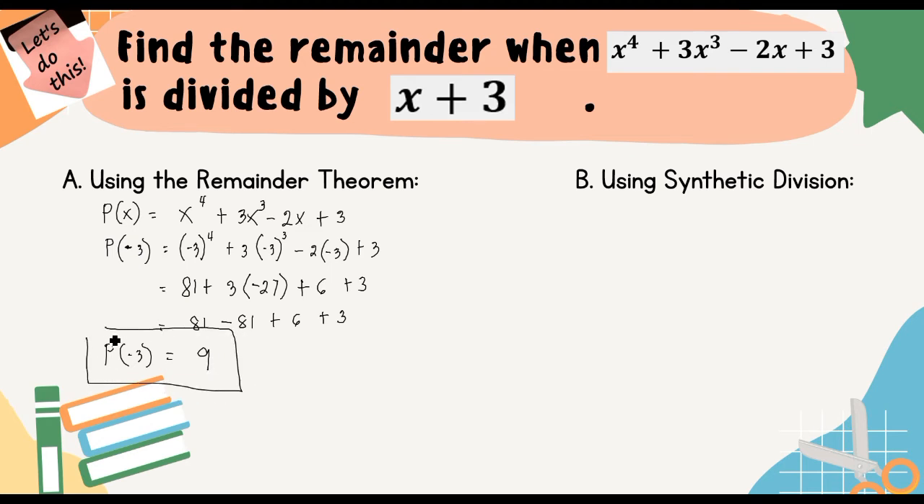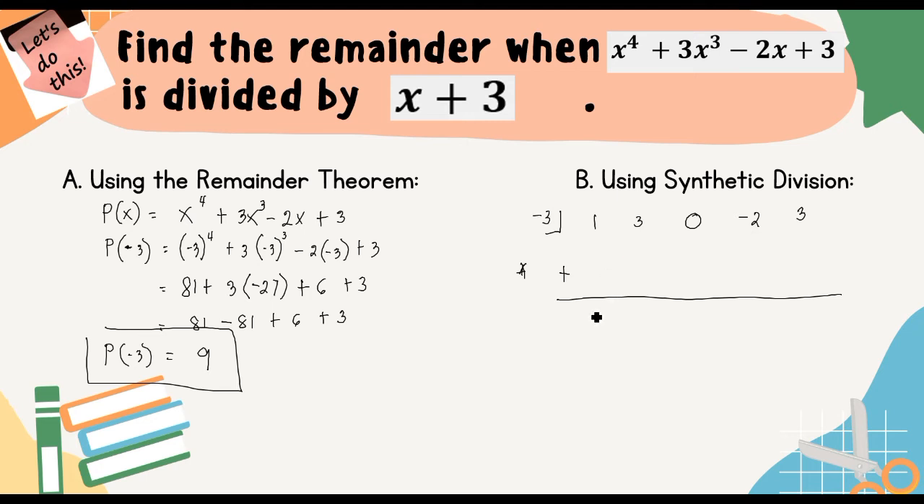Ngayon, i-check po natin kung tama nga yung nakuha nating sagot using the synthetic division. So, synthetic division, ayan, may bar ulit po tayo. So, numerical coefficient ng x raised to 4 ay 1. X cubed ay 3. Ang x squared po wala, kaya mag-i-insert tayo ng 0. Then, ang x raised to 1 ay negative 2. And then, we have positive 3. So, again, ang value ng x natin ay negative 3.